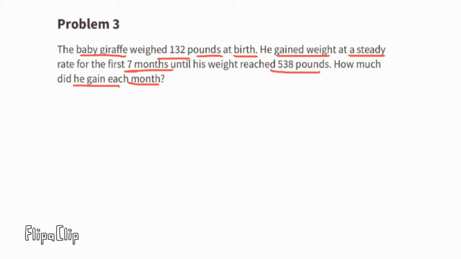Problem number 3. The baby giraffe weighed 132 pounds at birth. He gained weight at a steady rate for the first 7 months until his weight reached 538 pounds. How much did he gain each month? We could use the equation y equals mx plus b to find out how much weight he gained each month, with y equal to the total number of pounds after 7 months, which is 538 pounds. M is the unknown weight gained per month.